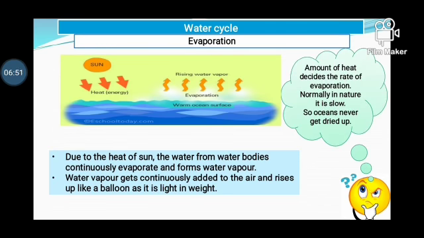Evaporation: due to the heat of the sun, the water from water bodies continuously evaporates and forms water vapor. Water vapor gets continuously added to the air and rises up like a balloon as it is light in weight. The amount of heat decides the rate of evaporation. Normally, in nature, it is slow, so oceans never get dried up.